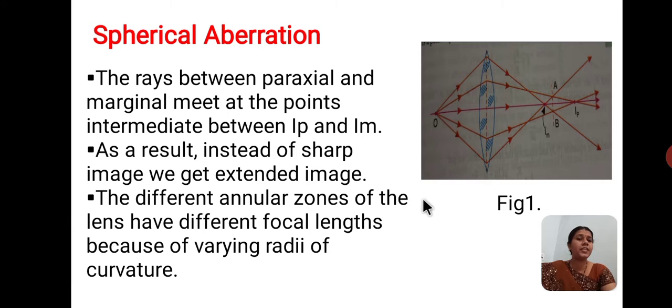We are not getting a clear image because IP is meeting at this point and IM is meeting at this point. The rays between the paraxial and the marginal rays are meeting at points intermediate between IP and IM, due to which we are not getting a well defined image. We are getting some extended image, which means there is an aberration, a defect. That defect, which we are now studying, we call spherical aberration.